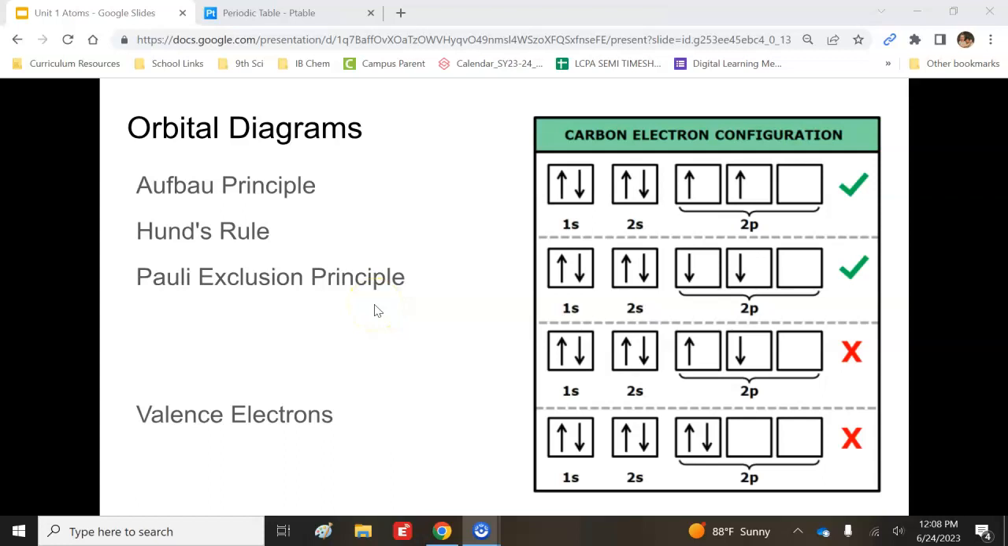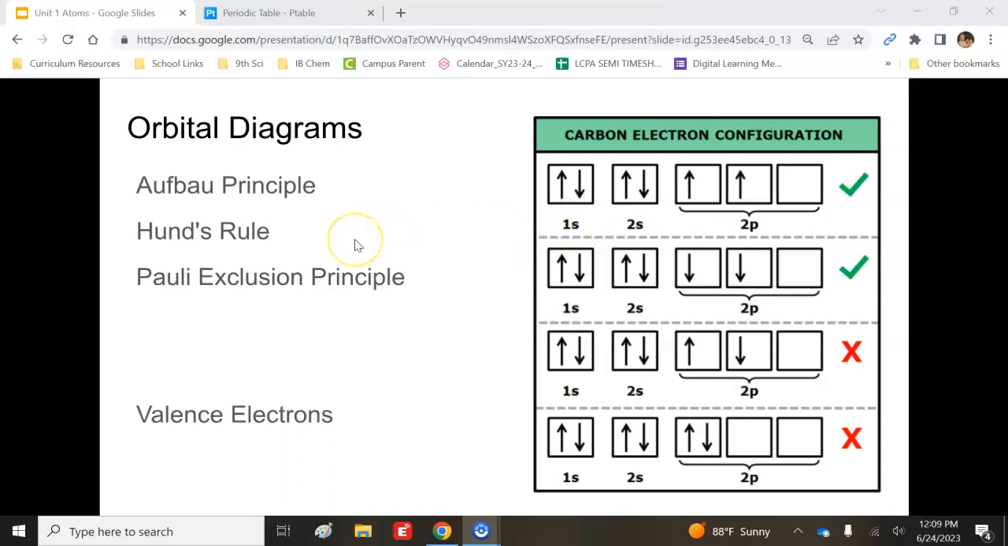So the Aufbau principle is build up. Similar to a building, you must build the first floor before building the second and third floors. So in the Aufbau principle, we must put electrons in the first energy level before filling up the second energy level. And the big number, remember, designates which energy level you're in.